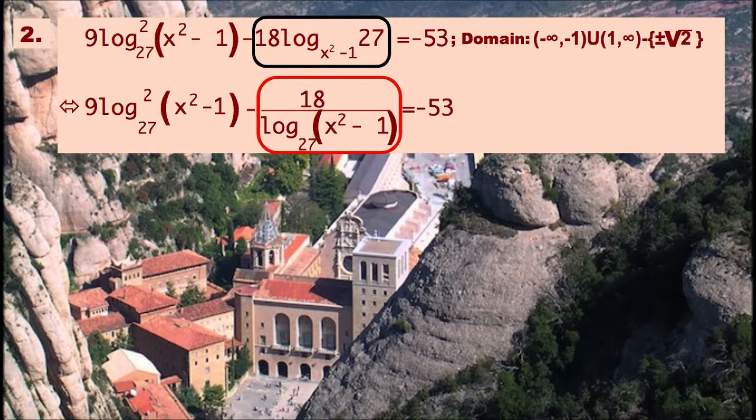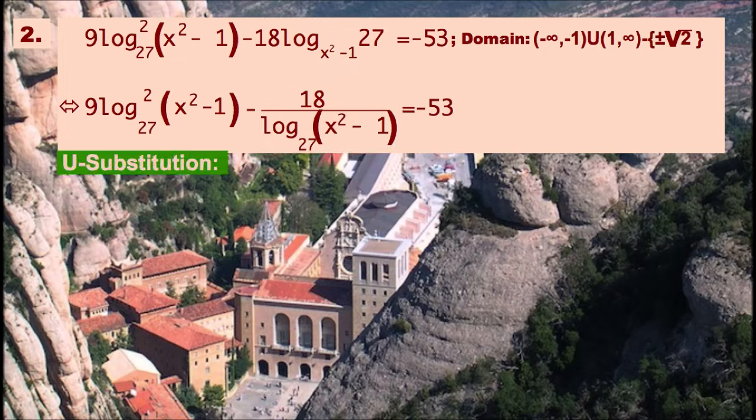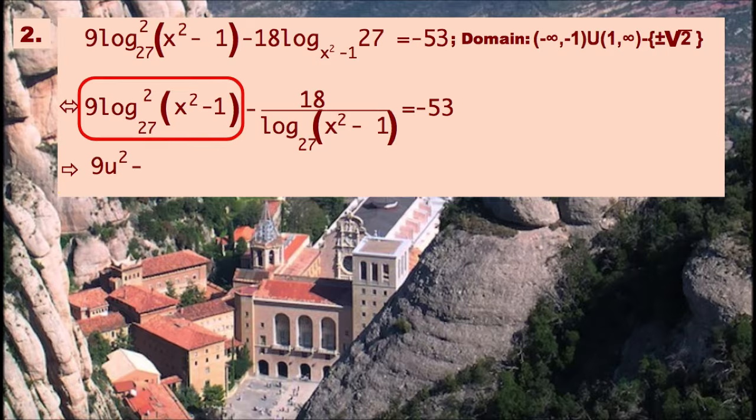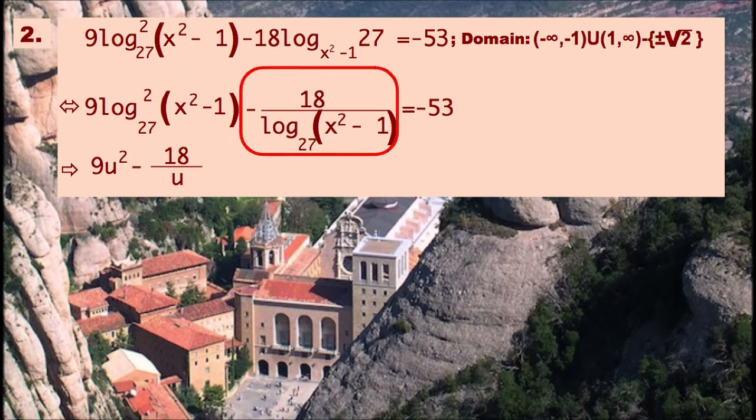So now we can just rewrite our equation with that new fact. The next logical step here is to perform u substitution. Let u equal log base 27 of x squared minus 1, where u does not equal 0. So the first term, 9 times log base 27 of x squared minus 1, everything squared, becomes 9u squared minus 18 over u, which equals negative 53.